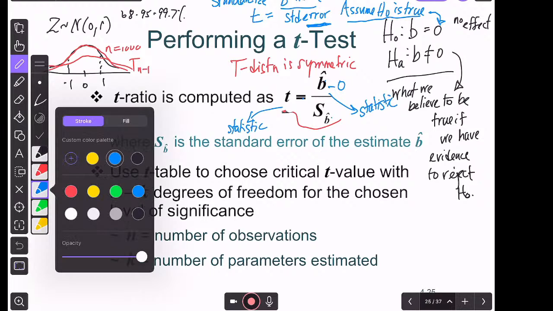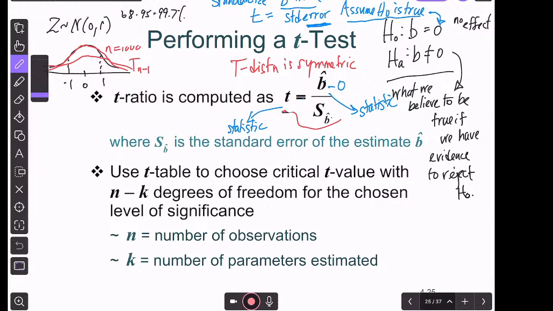Now, what did we say? Let's see if we can remember. Can you even read that? Let me do that again.